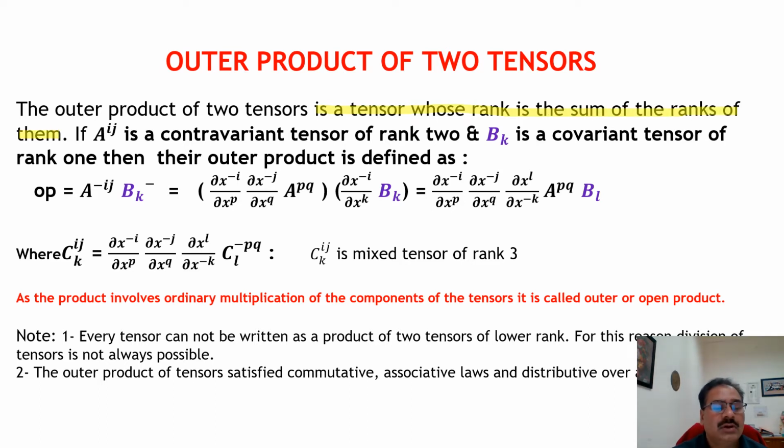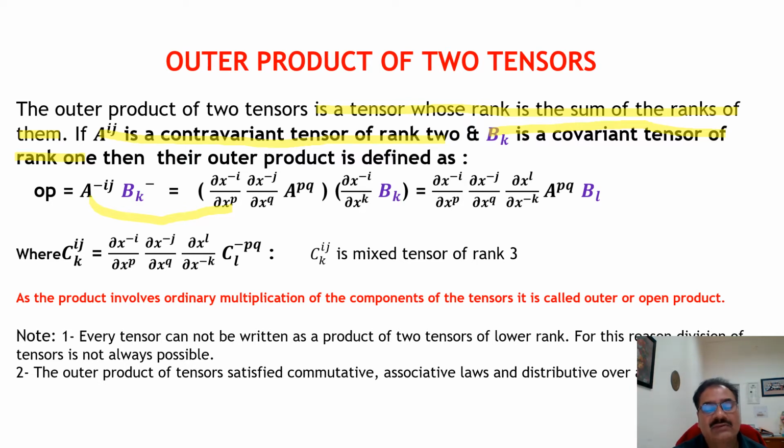Okay, how? For example, let us suppose Aij is a contravariant tensor of rank 2 and Bk is a covariant tensor of rank 1. Then their outer product is defined as A bar ij Bk bar is equal to del x bar i del x p. You know, this is the definition of the contravariant tensor of rank 2. So how do you define it like this?